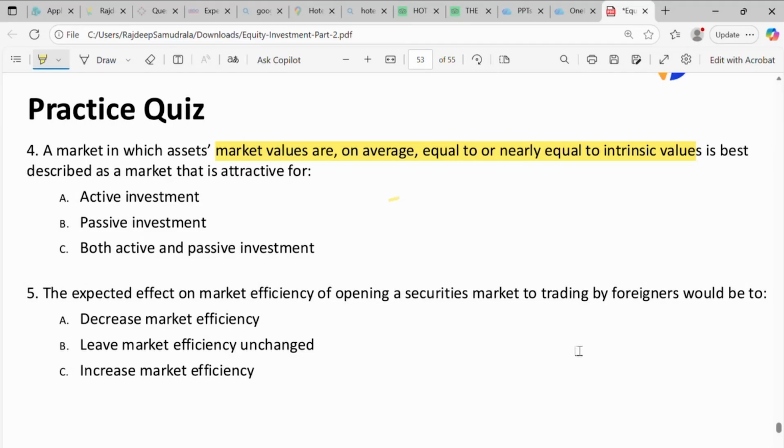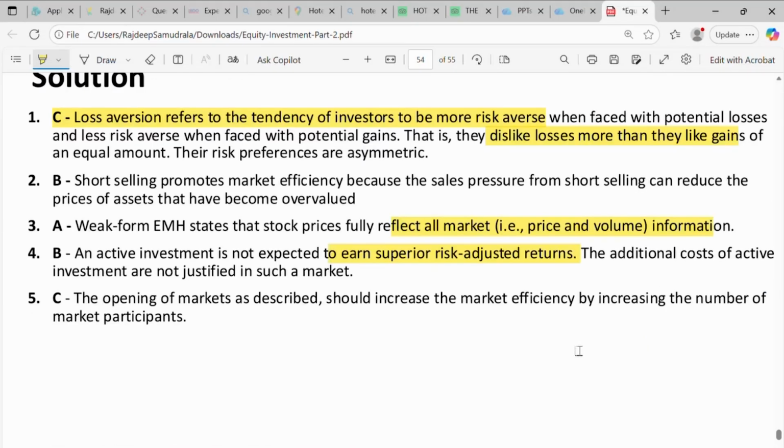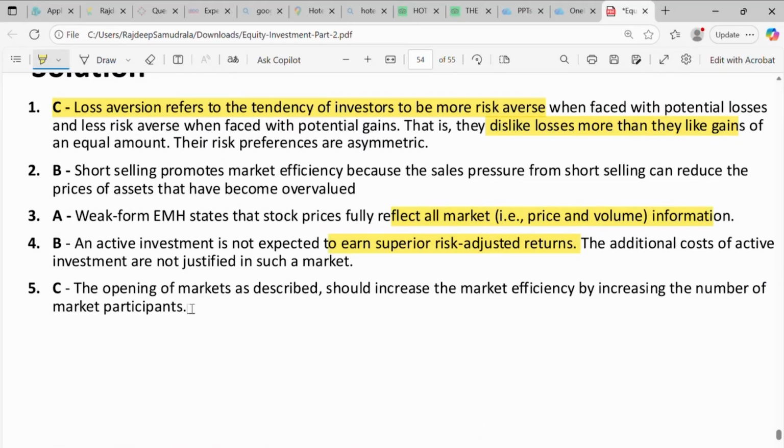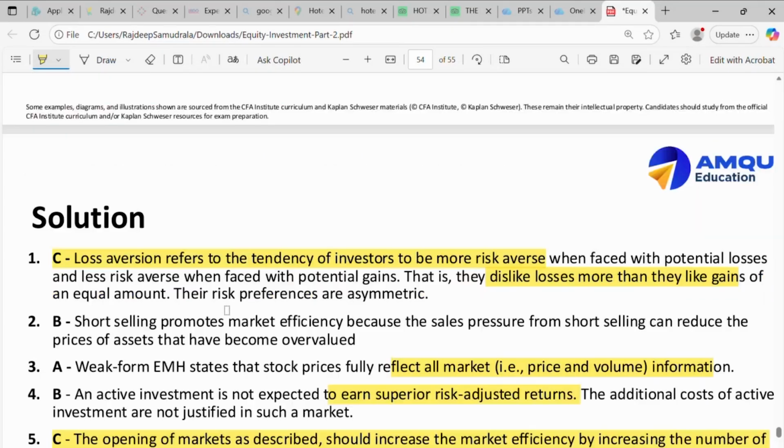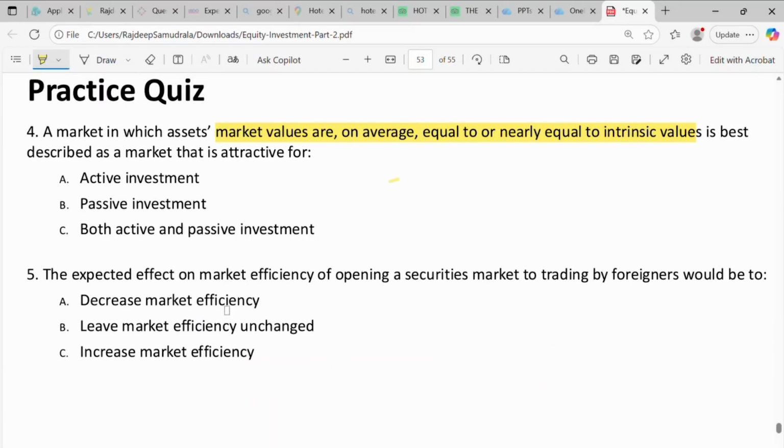Clear? Now, the expected effect on market efficiency of opening a securities market to trading by foreigners would be. Tell me, suppose the market is opened up to foreigners, then what will happen? There'll be more players or fewer players? So think of it like this. Opening a market to foreigners will increase the number of players, so there will be more people and more trading, and therefore there will be a build-up of market efficiency. Information efficiency will also be increased. So having more people in the market will build up your market efficiency, and that's really critical. Okay, so this is the answer for opening up.